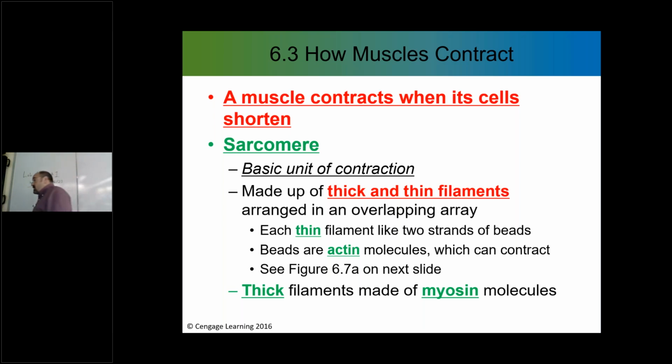But I want you to know what a sarcomere is. I want you to know that there are thick and thin filaments that compose a sarcomere, and that thin are actin and thick are myosin. All right, this is just giving you the basics of skeletal muscle, what's going on at a microscopic level.